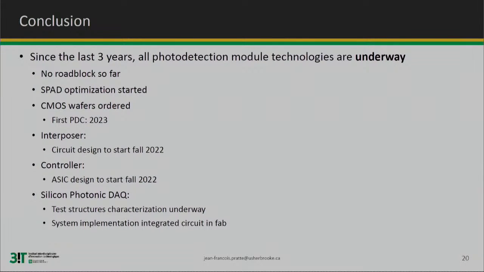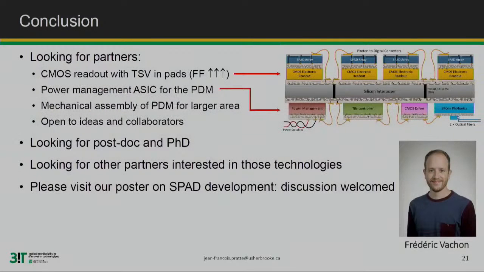The CMOS wafers are ordered. For the interposer, the characterization is mostly done, and we're going to start designing the circuit for the analog version of Nexo, the baseline version of Nexo, and for the PDC version. The controller FPGA is also to start soon, and the silicon photonic is on the way. We have 3 chips already built in silicon photonic technology. And I'm looking for partners.